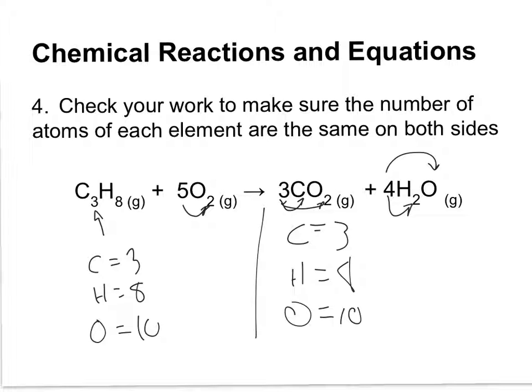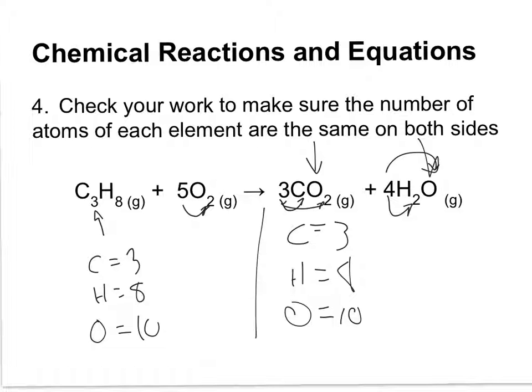So, again, the most important thing is every time you change something, count it all up again and write the new numbers down, because once you lose track of something, it's going to be really hard to get it right. Always look to see if an element is in more than one place like this, because you have to account for all of it.